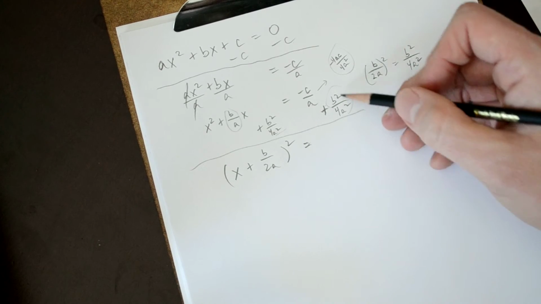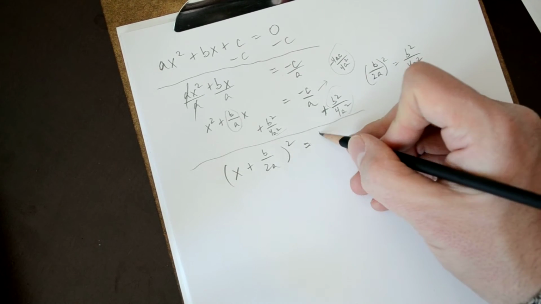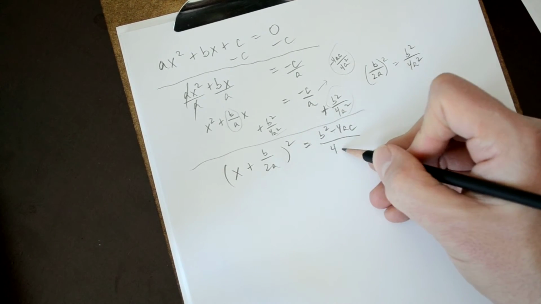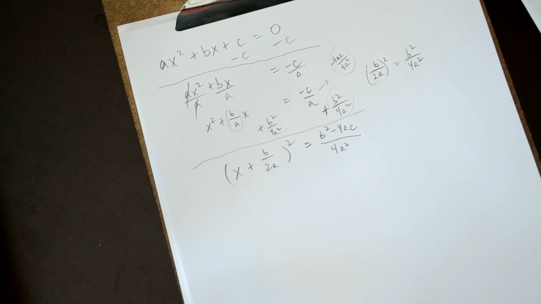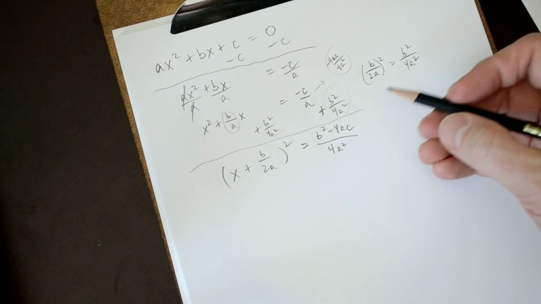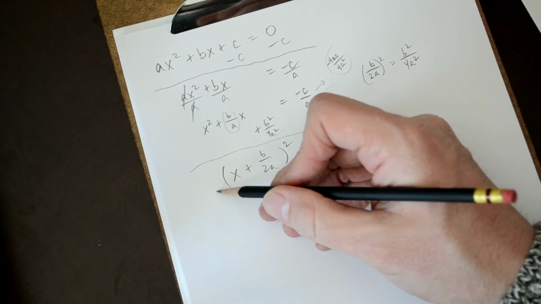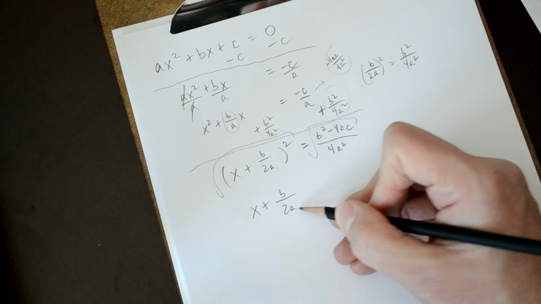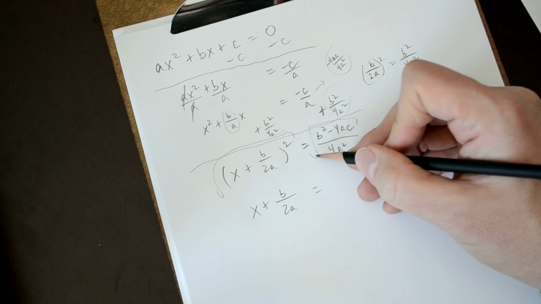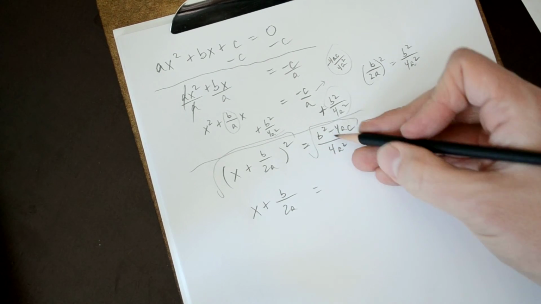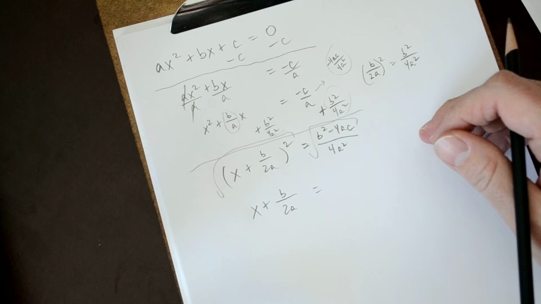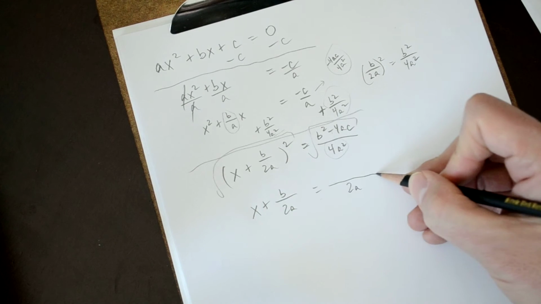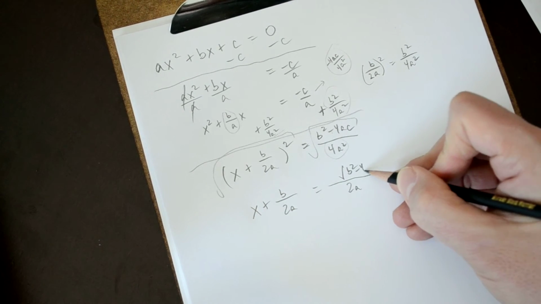Now, combine this and this. B squared is positive, I'll put that in front. B squared minus 4ac over 4a squared. Some of this looks familiar, right? Maybe the word discriminant is coming to mind. But let's continue. I've got something that's squared, and I want to get x by itself. Square root of both sides. X plus b over 2a equals, and now I'm taking the square root of a fraction. Square root of b squared minus 4ac, can't clean that up, divided by the square root of 4a squared. That's a square, so I can just make it 2a on the bottom.